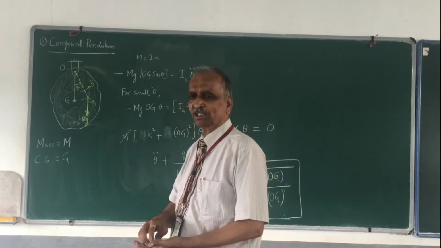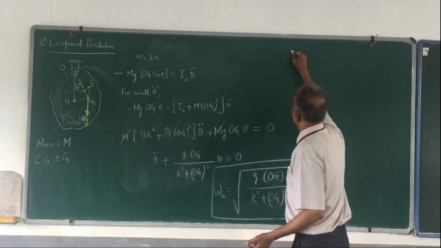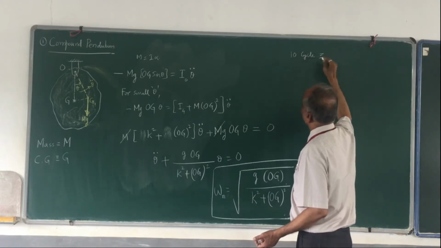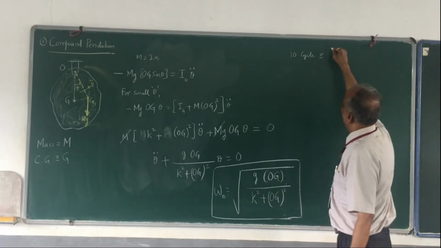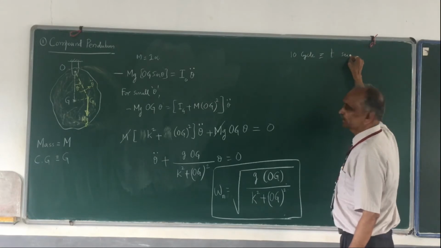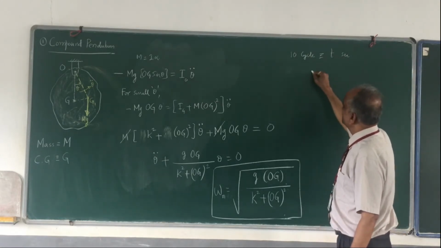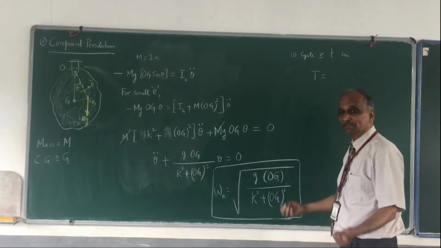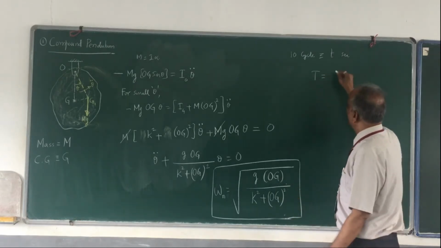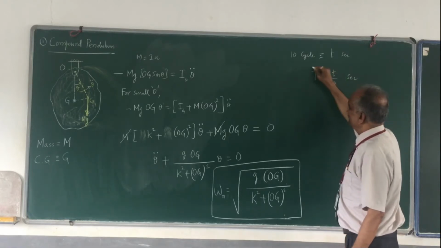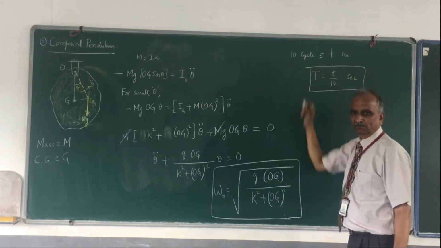Say for 10 oscillations, for 10 cycles, what time is required to find out? Say I have t seconds. T seconds are required for 10 cycles. Therefore, I can easily find out what is the time period. How much time is required for one cycle? T divided by 10. That will give you the time period.